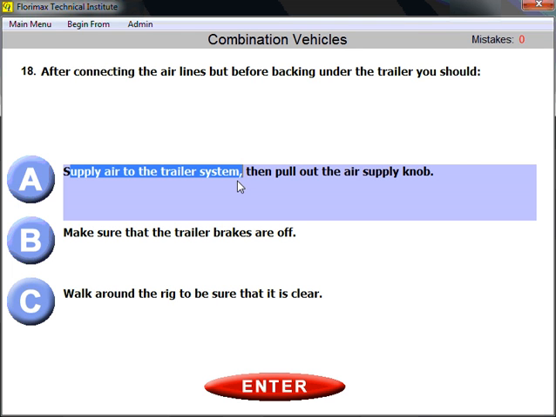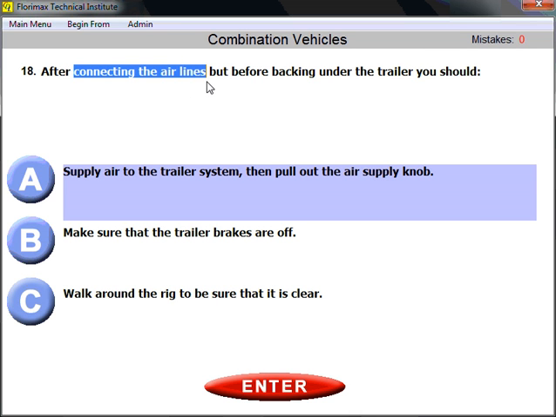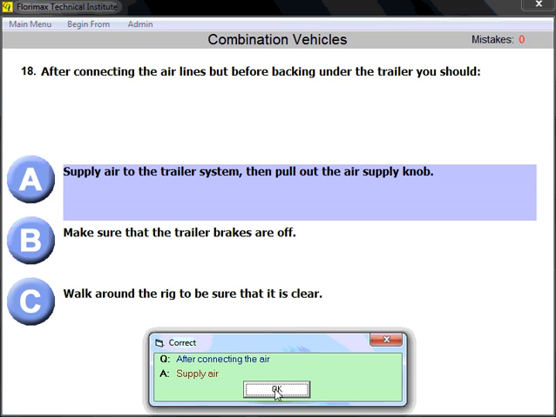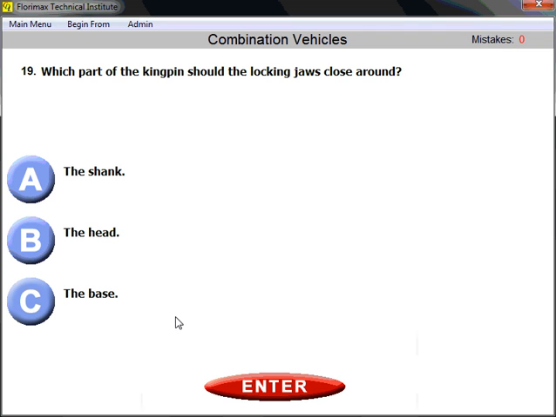Then to make sure the system is fully charged, then to activate emergency spring brakes, and then you will be allowed to back under the trailer. So that's the sequence of the events. But for us, what is important, you read: after connecting airlines, but before backing, what do you need to do? You need to supply air to the trailer system. Supply air.